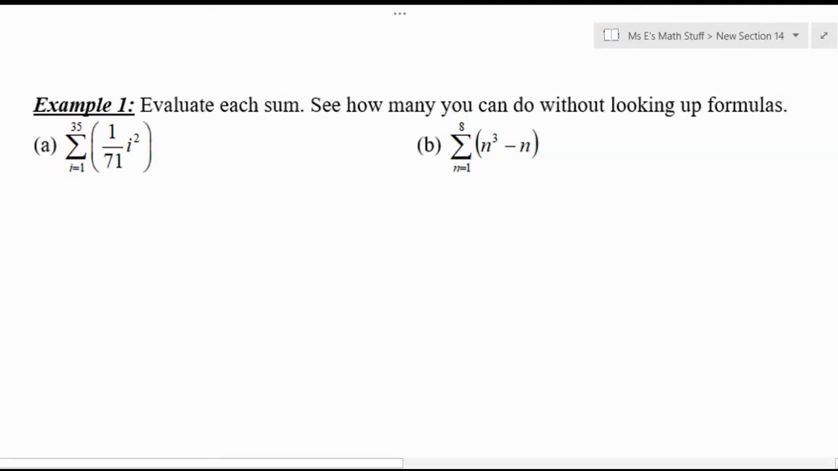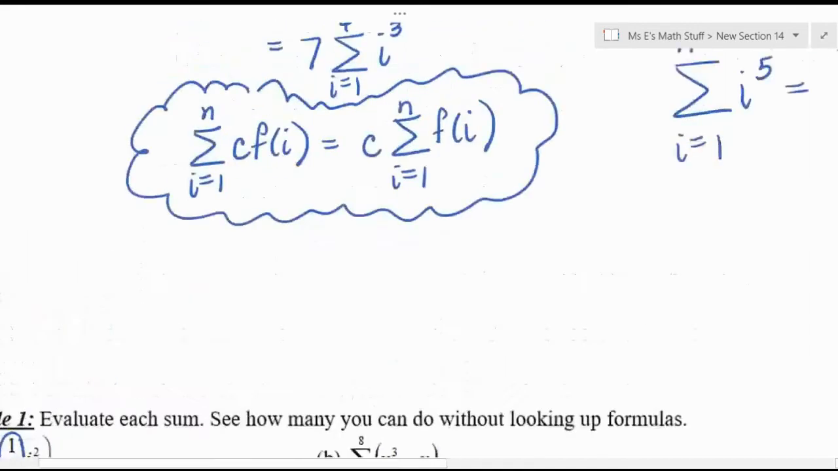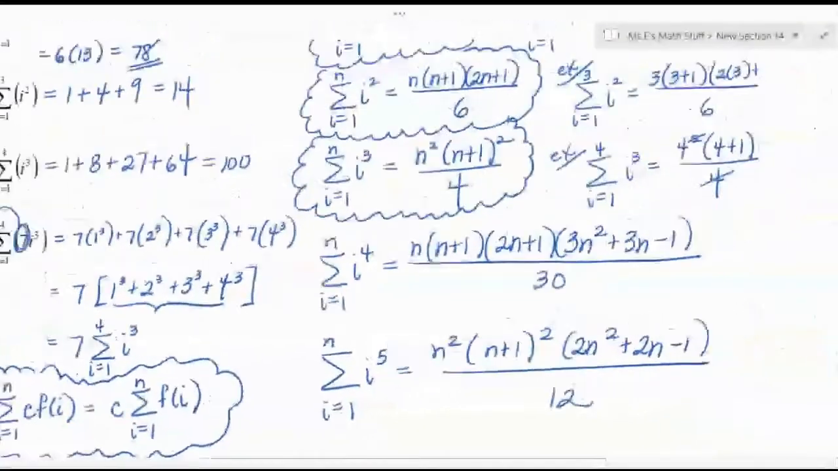All right, let's take a look here. So for part A, you've got a constant multiple here of 1 over 71, and I would highly recommend using that constant multiple rule and factoring it out front. Oops, that's a 2. Okay, and then from there, you should be able to use the rule, right, where is it?